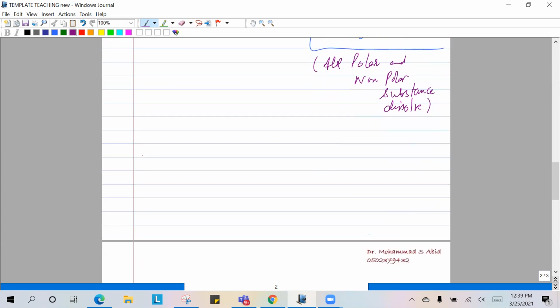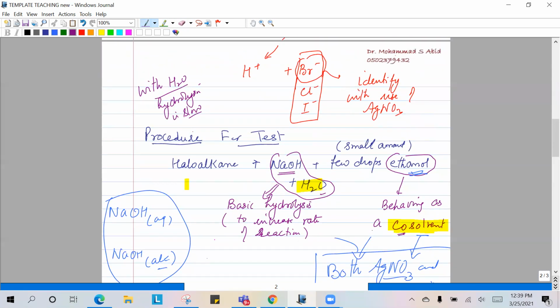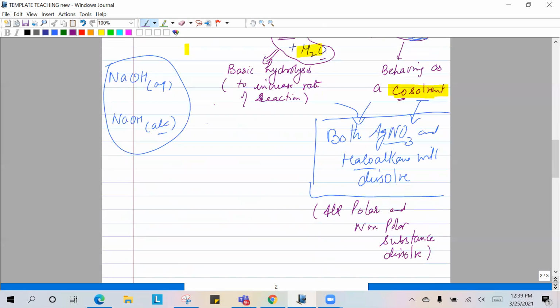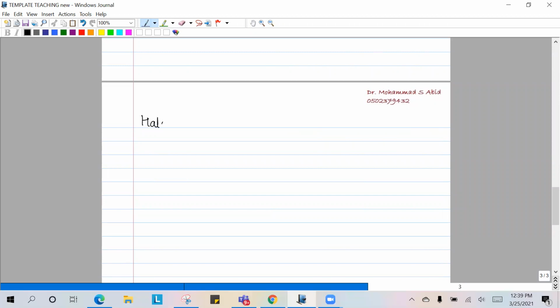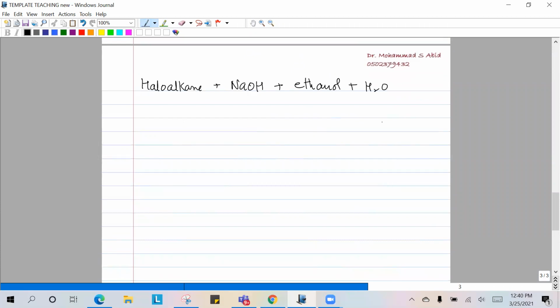So I will write this again. What are you doing over here? Because there are too many things over here. So what you have done is you have taken your haloalkane. You have added NaOH or KOH. You have added some amount of ethanol, and you have added water over here. So you know the importance of all of this. After this, you warm it a little and add dilute nitric acid.